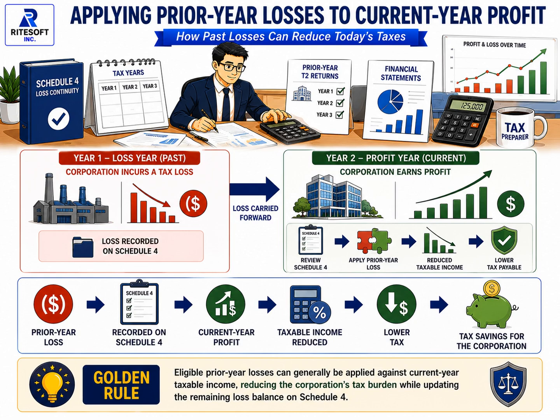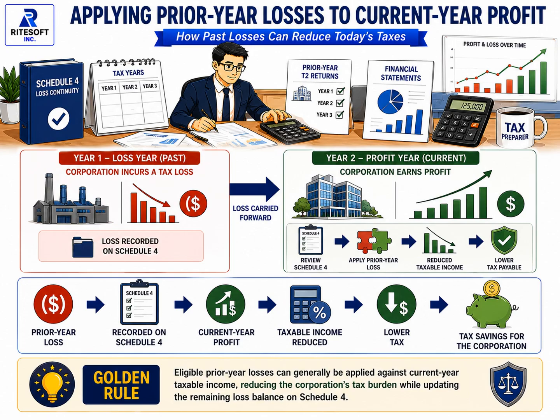As the prior year loss is applied, the corporation's taxable income decreases. And because taxable income is lower, the amount of corporate income tax payable is also reduced. This creates a direct tax saving for the corporation. Think of the process as a simple sequence.